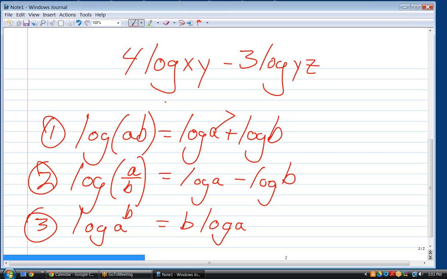All right. Let's start out by using Rule 2. Now, hold on. Let me think here a second. It's probably better to start out by using Rule 3 in reverse. All right. So, how am I going to use Rule 3 and apply it to this? The first one would be log (xy) to the 4th, all in parentheses like this. Minus log (yz) to the 3rd.